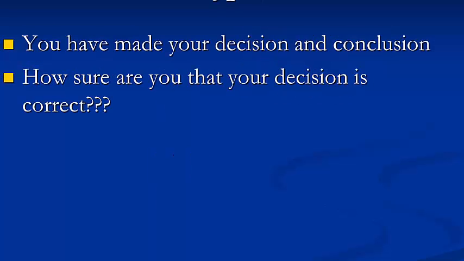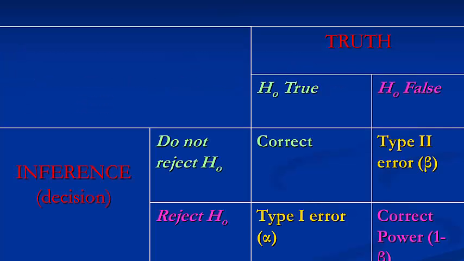Okay, so after you've done your hypothesis test and you've made your decision and conclusion around the null hypothesis based on your p-value, how sure are you that your decision is correct? Here in this table we can see that there are 4 options. Firstly, your inference is based on your statistical test, whether or not you've rejected your null hypothesis. The p-value that you get from your statistical test tells you whether you can or not reject the null hypothesis, and in the columns here is the truth. Either your null hypothesis is true or your null hypothesis is not true.